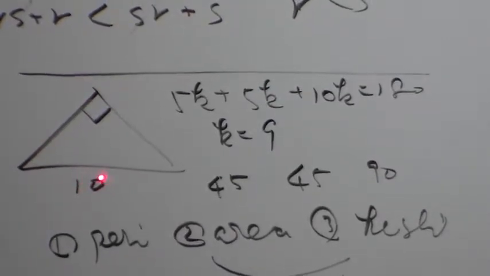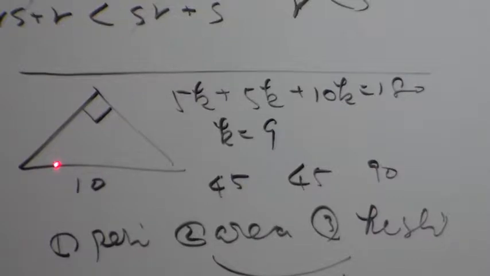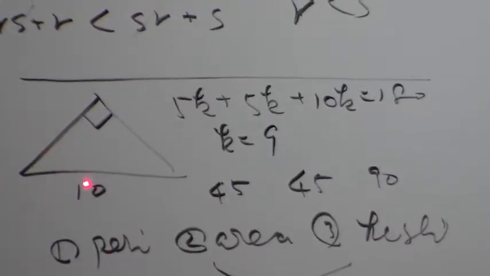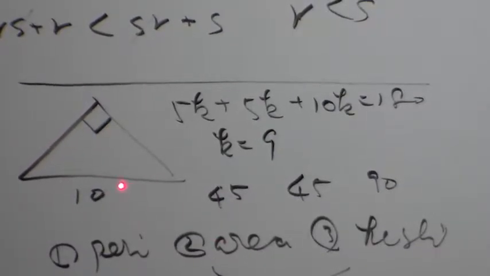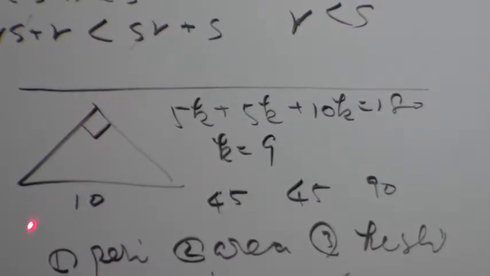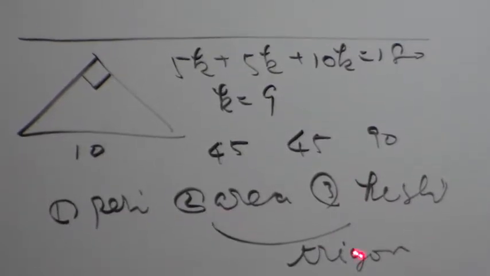We can find the perimeter. You have to use sine, cosine, tangent. Then you can find the perimeter. Also area, you can find the area also. Also you can find the height over here. This height right there, this is the height over there. So you have to do trigonometry, okay?